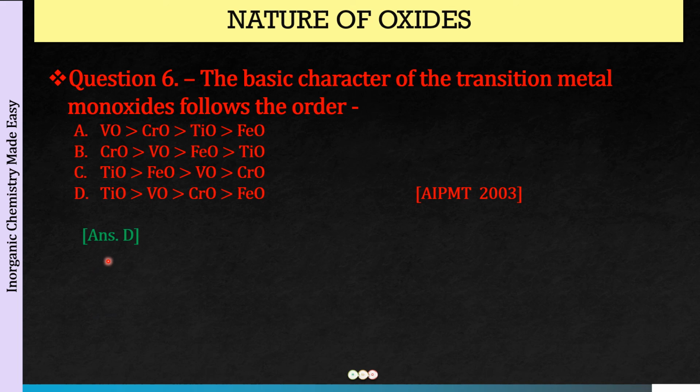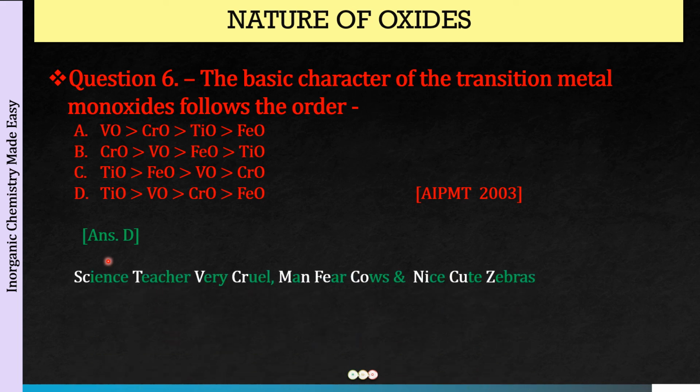Now, I'm just going to share a mnemonic that I learned to remember the 3d series. If you remember some, yours, it is going to be perfectly well. Okay, so the mnemonic that I have is: Science Teacher Very Cruel, Man, Fear, Cow, and Nice Cute Zebra. Right? So S is scandium, T is titanium, V is vanadium, chromium, manganese, iron, cobalt, nickel, copper, and zinc. So these are the metals, and then the basic character is going to decrease from left to right in the periodic table. Okay.